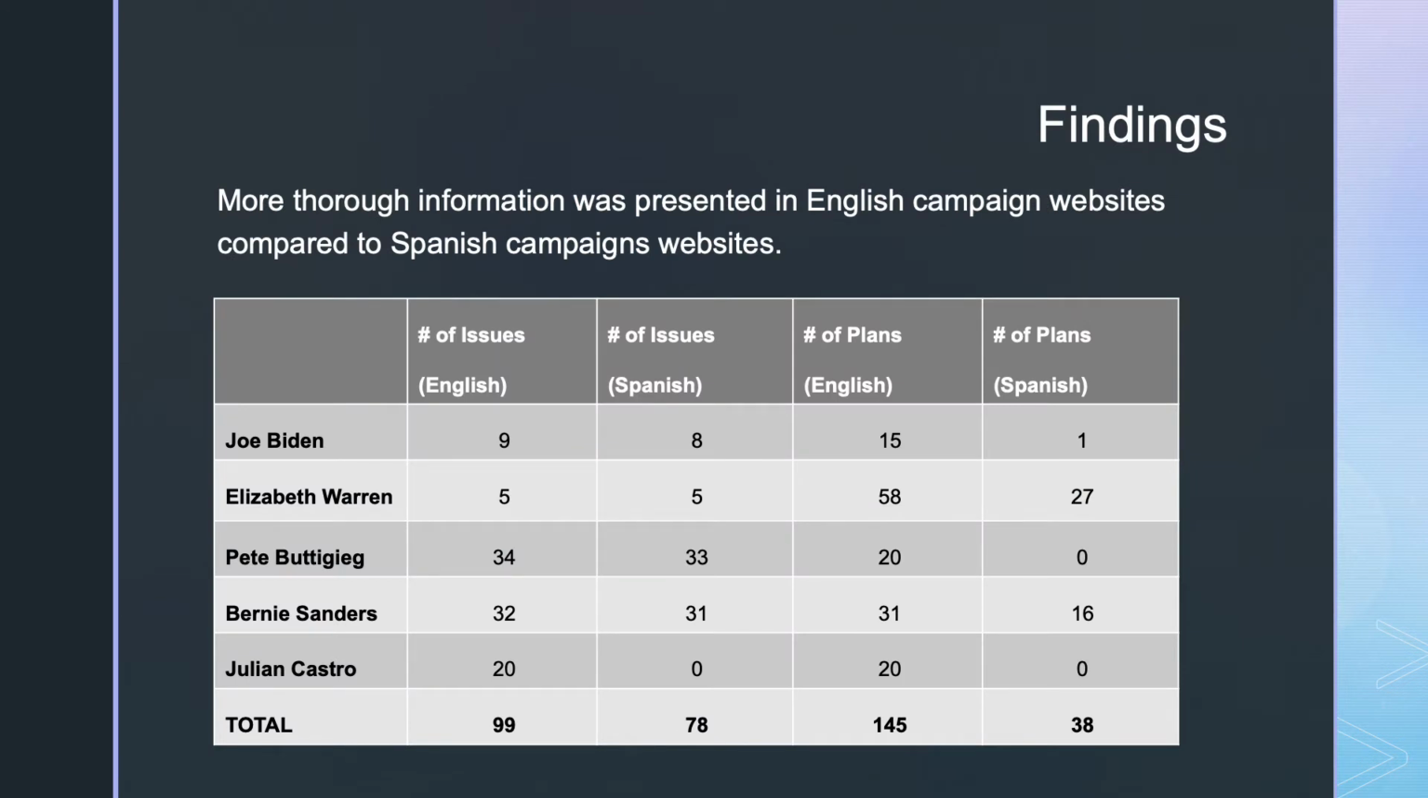The findings. The findings show how more thorough information was presented in English campaign websites compared to Spanish campaign websites. As you can see in the chart, the majority of issues in English and Spanish websites were mostly the same for all campaigns except for Julian Castro, whose campaign did not offer an issues or plan section at all in their Spanish website.